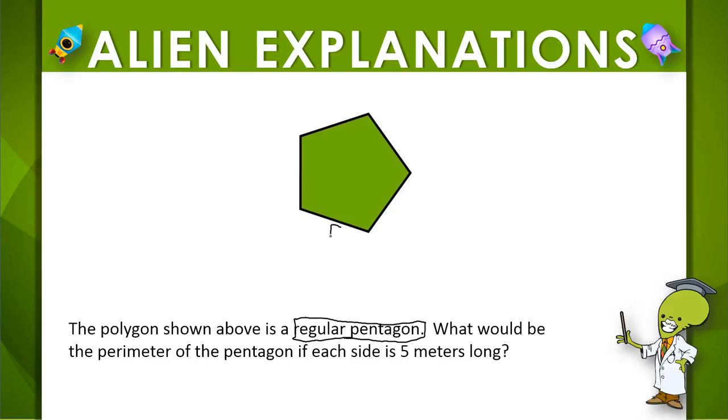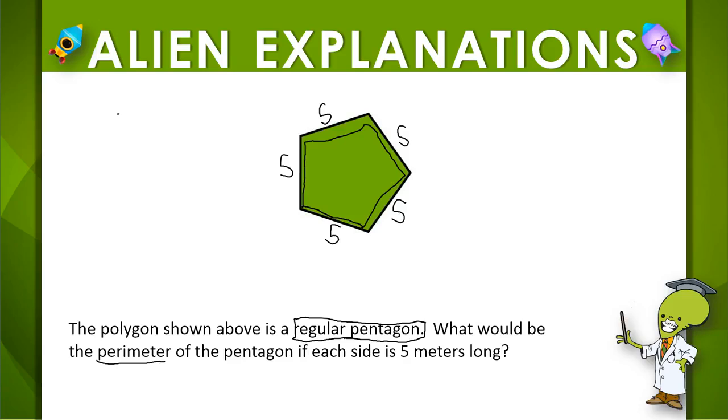So if this side is 5, then this side is 5. All sides would be 5. So if I wanted to know the perimeter, remember, the perimeter is the distance all the way around a shape. It means that we'd be going 5 this way, 5 this way, 5 this way, 5 this way, 5 this way, back to the start. How long would that total distance be?